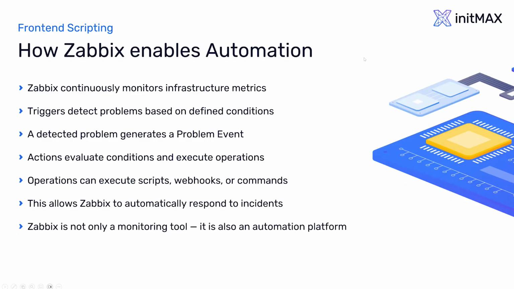How Zabbix enables automation. So the typical workflow of Zabbix, whenever we have it installed, is that we have a Zabbix server, we have a front end, we have a database, we have all of the hosts created, different host groups, different items, update intervals, triggers, actions, and so on. So basically, the first step is that Zabbix is continuously monitoring our infrastructure metrics.